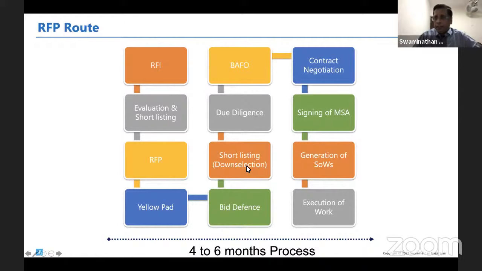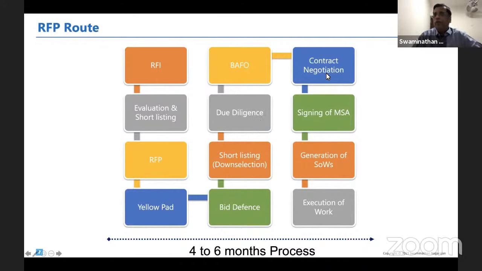Then they shortlist again. Remember, they started with typically 10 people. At this stage, they shortlisted 5. Among the 5, they may shortlist 2 or 3 people. Then you conduct what is known as a due diligence, which basically the service provider goes and verifies, ensures that all the assumptions are correct, and finally gives what is called a BAFO, best and final offer. Remember, he already gave one pricing offer at the bid defense. Now he is revising the offer because he has got a chance to conduct a due diligence.